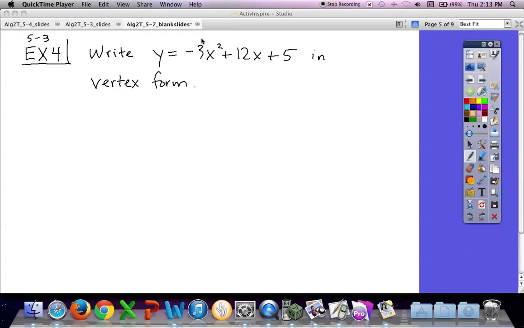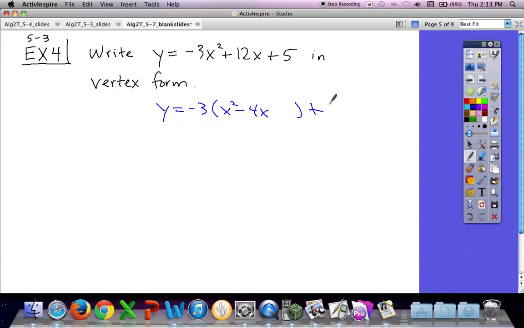You have to factor the -3 from the first two terms. Because a is not 1, you factor it from the first two terms. Y equals -3 times x squared minus 4x. Okay? So when you divide -12 by -3, you get -4. That's where that comes from.